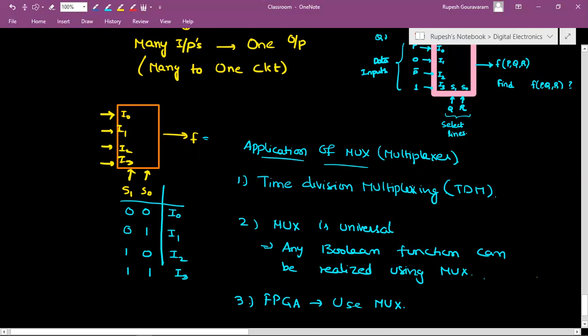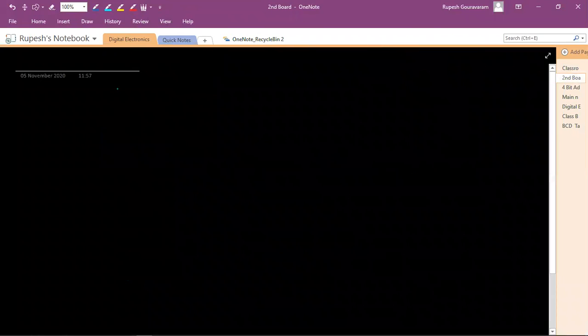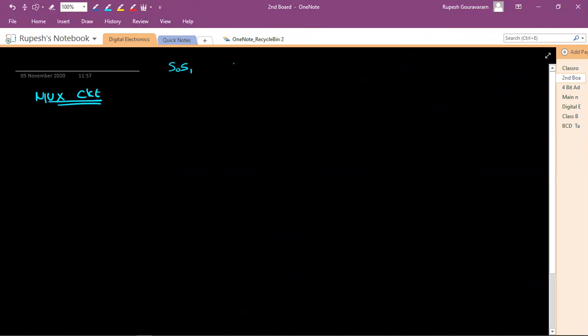And now, how will a multiplexer circuit look like? So let us see the multiplexer circuit. We know that there will be two select lines S0 and S1, and there are four inputs I0, I1, I2, I3. Now the multiplexer will have the combination of inputs like this.